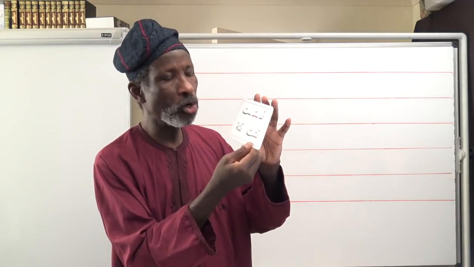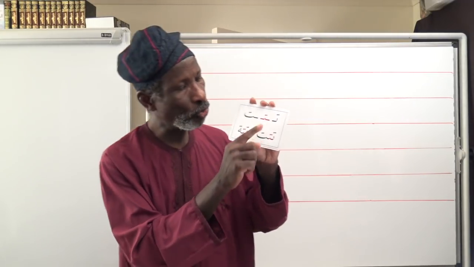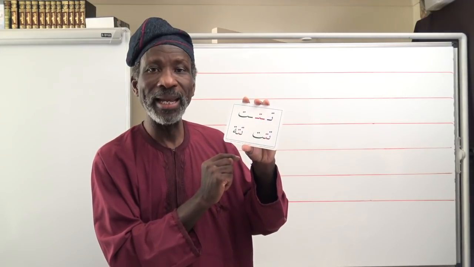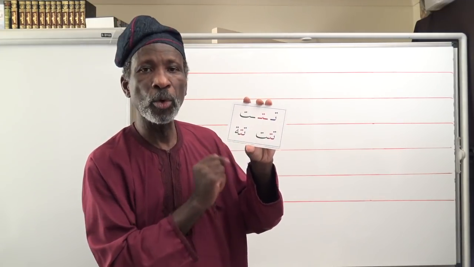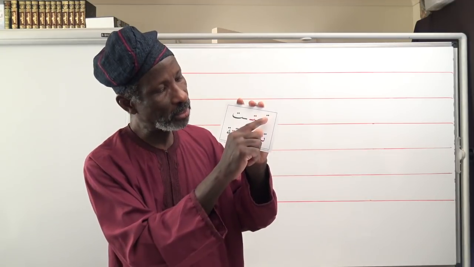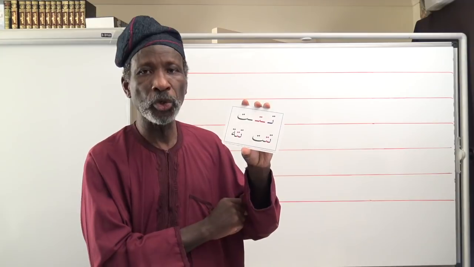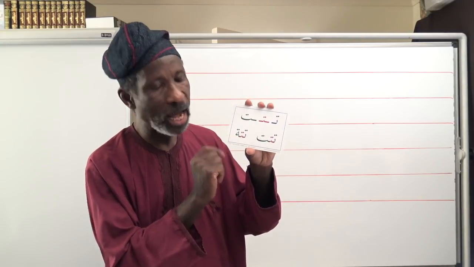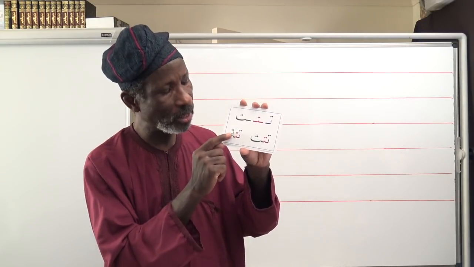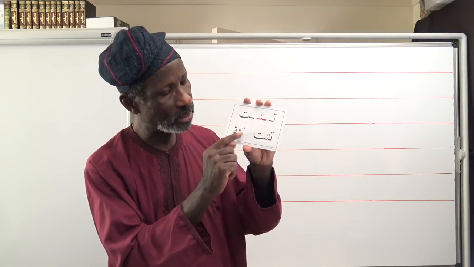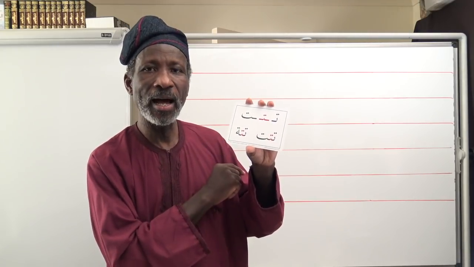Now, when you join your letters, you join just like we did with the letter Ba, except that we have, of course, two dots above. That's a Ta at the beginning, Ta in the middle, Ta at the end, and it's a final join. And this is a Ta joined with Ta Marbuta. Ta Marbuta cannot be extended forward. You can see that's Ta, and that's Ta Marbuta.